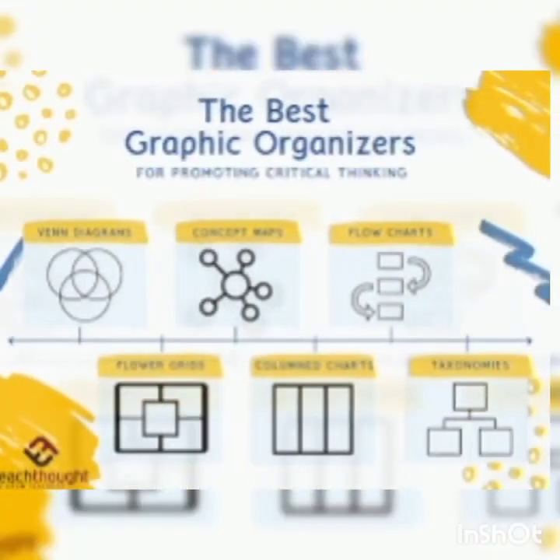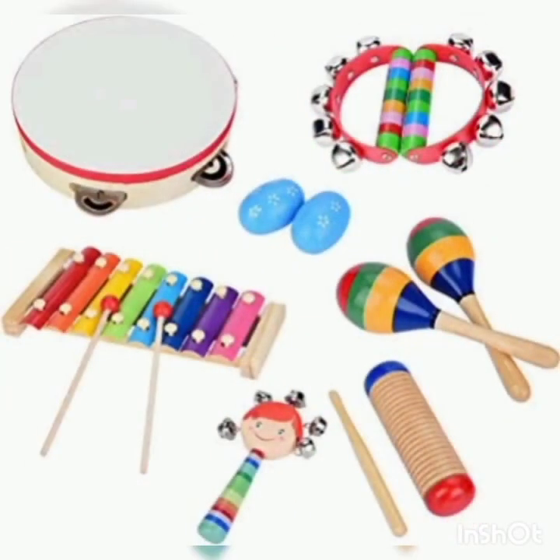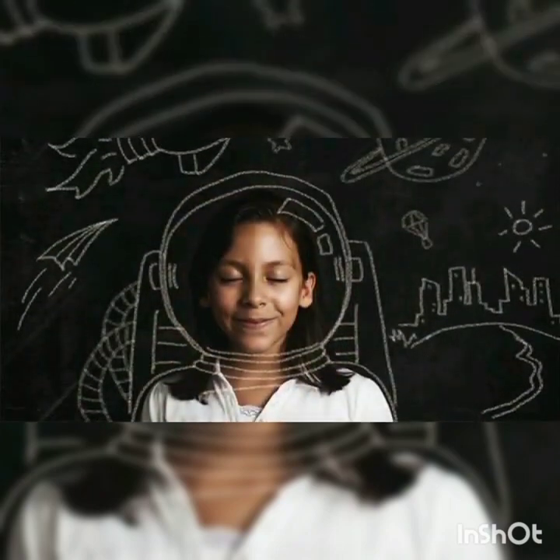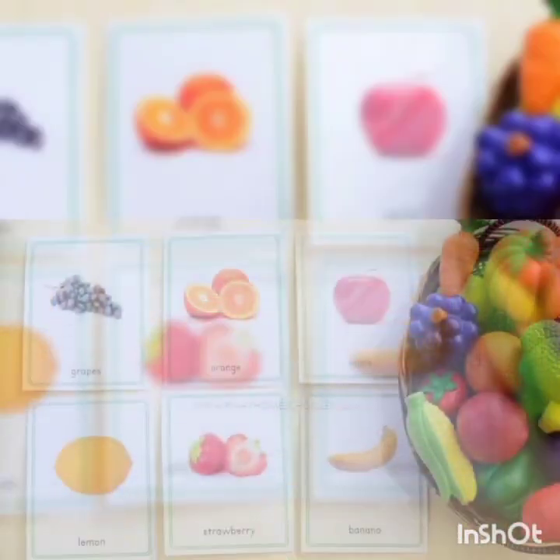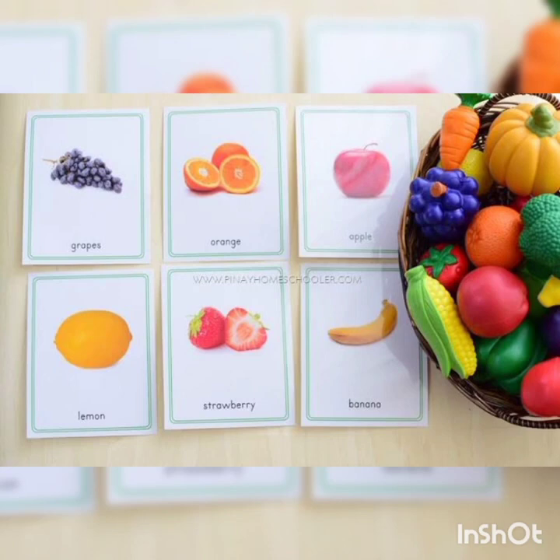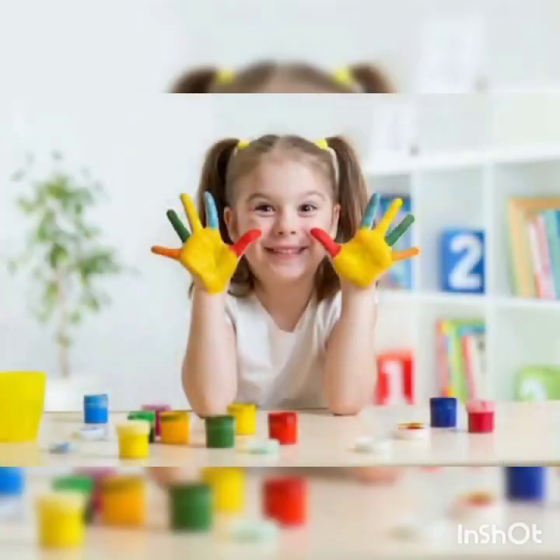First, graphic organizers. Second, make physical models or manipulatives. Third, generate mental pictures and images. Fourth, create illustrations and pictographs. Fifth, engage in kinesthetic activities.